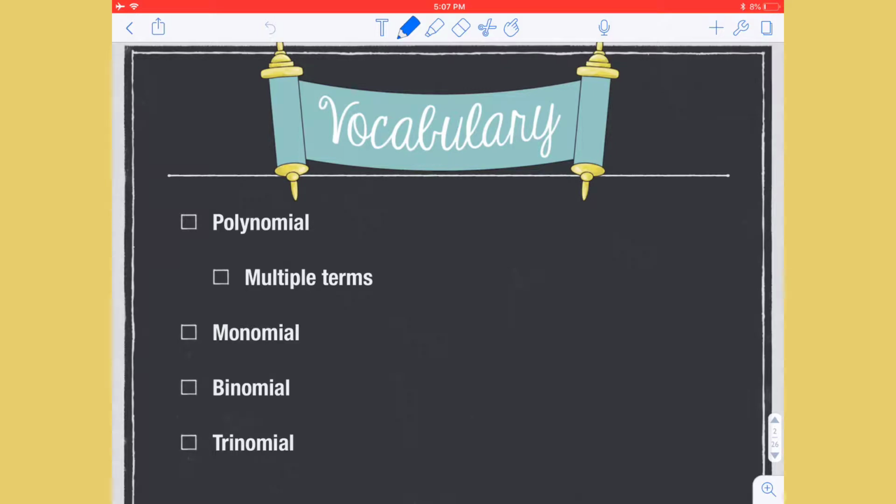And the key words within each of these are their prefixes. If you notice the very first one, we have polynomial, and polynomial simply means that you are going to have multiple terms. If I use the word monomial, you see the prefix mono, it means one term. Binomial has the prefix bi, meaning two, and trinomial has the prefix tri, meaning three. Therefore, you have three terms.